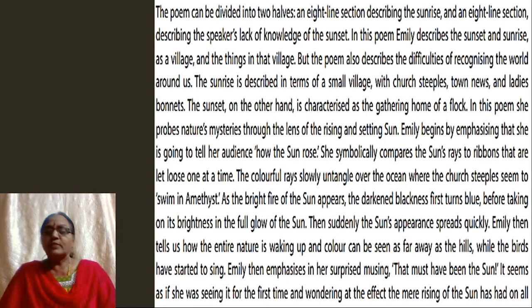Emily begins by emphasizing that she's going to tell her audience how the sun rose. So here she says that she's actually going to tell the readers about how the sun rose. She symbolically compares the sun's rays to ribbons that are let loose one at a time. So the rays of the sun here, she compares to ribbons that are let loose just one at a time.